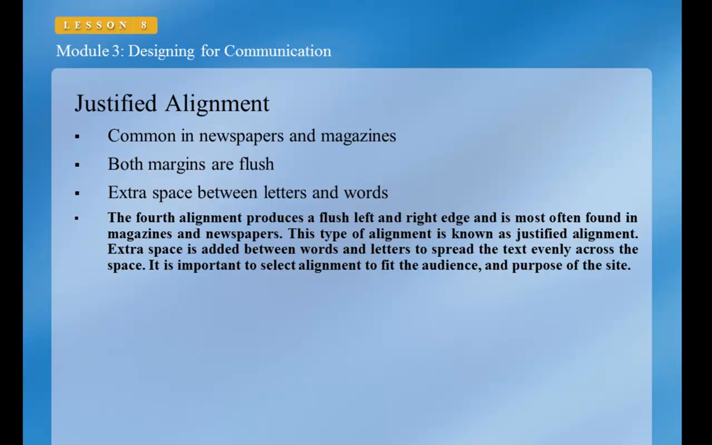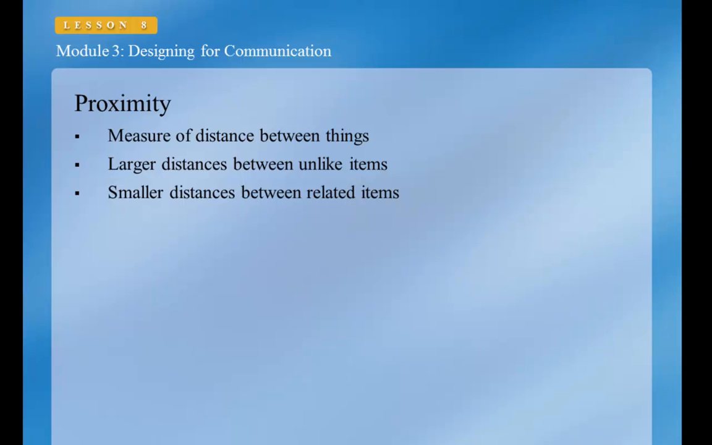And then this is a good example of justified. It's more common in newspapers and magazines, and both margins are flush, and they put extra space between the letters and words. So you look at this side, it's flush, and this side is pretty flush. Just right here you have the sentence ending. So at the end of the paragraph, it won't push it all the way over. But you can look and see the spaces that they incorporate between the words, especially between here, to make it equal on both sides. So that's justified alignment.